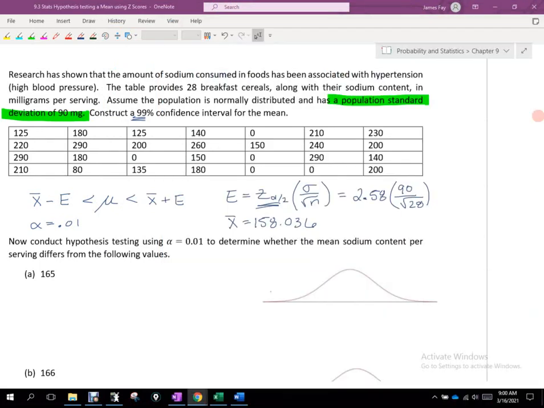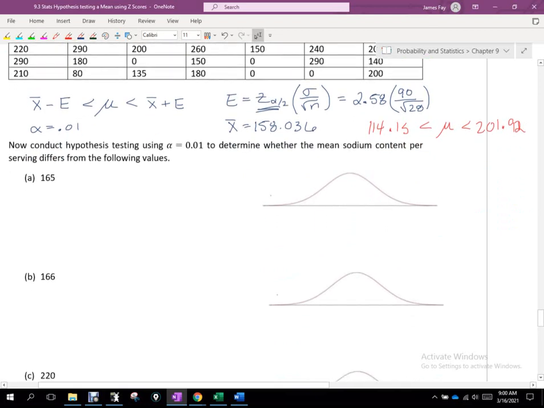So this interval is going to be, I'll write it here in red, 114.15 less than mu less than 201.91. All right, so this is where I took that pause. These actually need to be changed. They don't all need to be changed. Let's just change this first one.